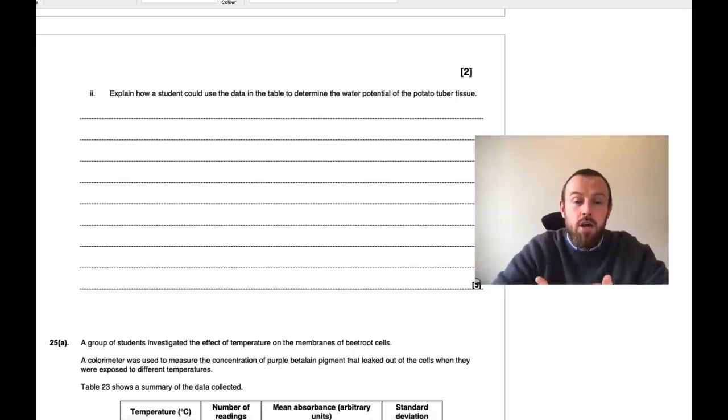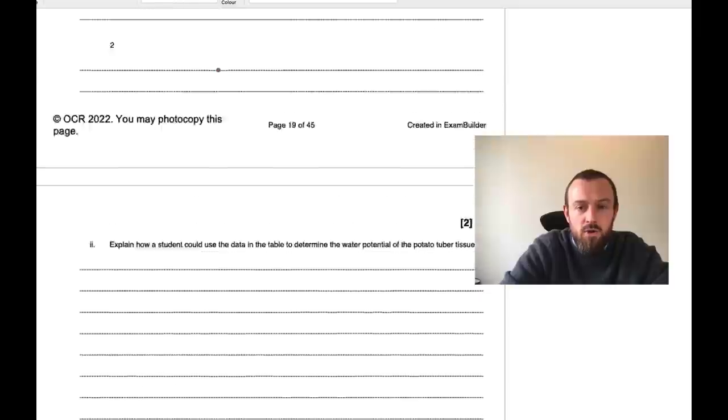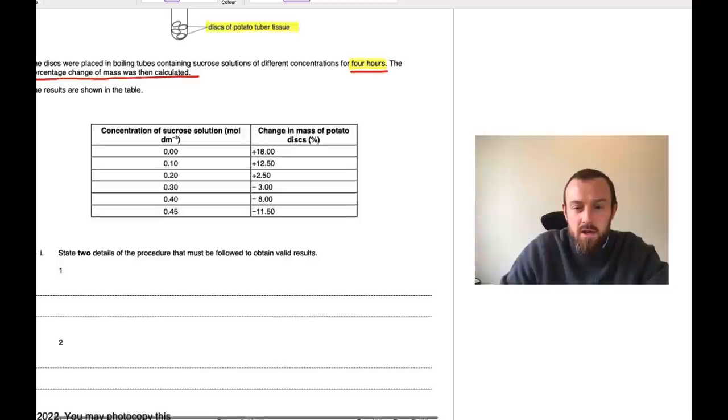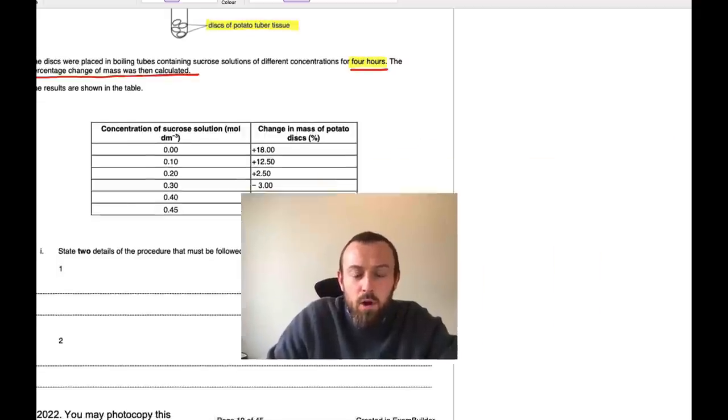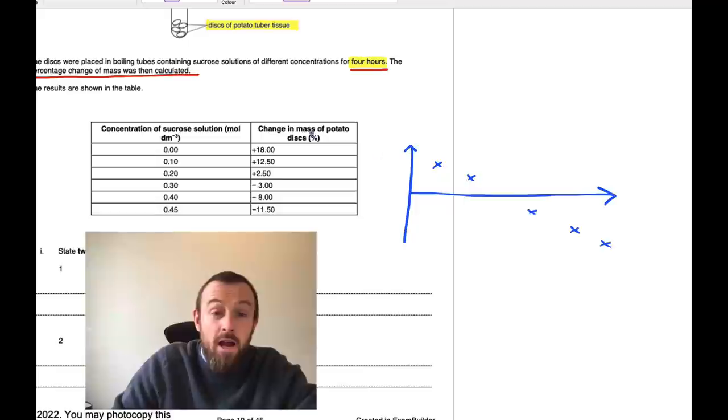Okay, let's move on. The next part of the question says, explain how a student could use the data in the table to determine the water potential of the potato tuber tissue. I think a lot of people went with the graphical approach, which was an option and probably the option that I would use. So let me just explain it. First of all, you plot the concentration of sucrose solution on the x-axis, and then you plot the change in mass on the y-axis. You plot the values, and you draw a line of best fit.